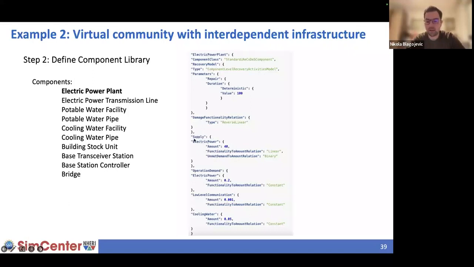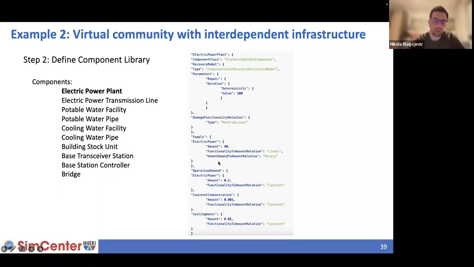So supply, this component provides electric power. The amount is 40 megawatts, and the functionality to amount relation needs to be defined. So how is functionality affecting the supply, and also how is unmet demand affecting this supply, because this is how we capture interdependencies. And here you can see that, for example, unmet demand to amount relation is binary. In this case, this means as soon as you have 1% of unmet demand for any resource, the supply is going to be 0. There is also a relation class in pyrecodes which defines all of these relations, which I'm using here.